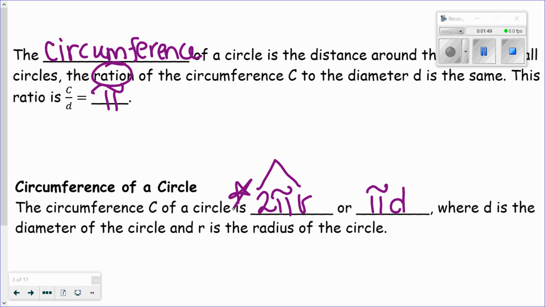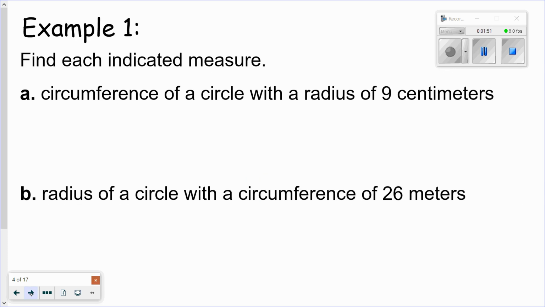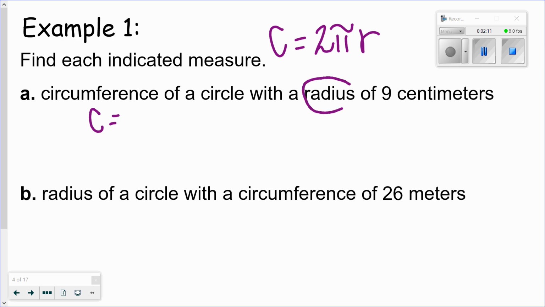As we move on, it says find each indicated measure. We want to find the circumference of a circle with a radius of 9 centimeters. So circumference is 2 pi r. In this formula, you want to look at what's given to you and replace it. We are given that the radius is 9 centimeters. So we have 2 pi times 9.